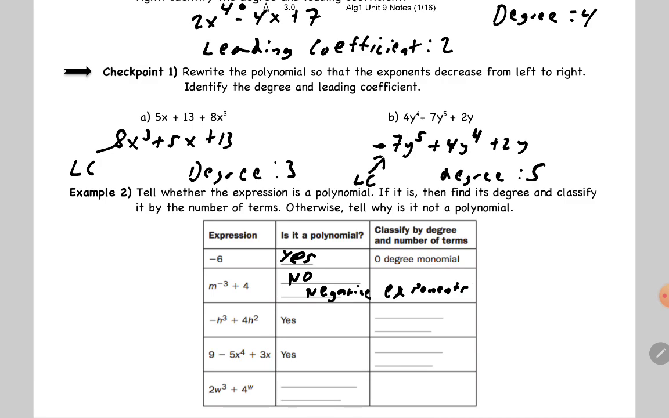Negative h cubed plus 4h squared. So they say it is a polynomial. Now we have to classify by degree and the number of terms. So the degree is the highest exponent, which is 3. And the number of terms is how many pieces we have being added together. We have 1, 2. So 2 terms.